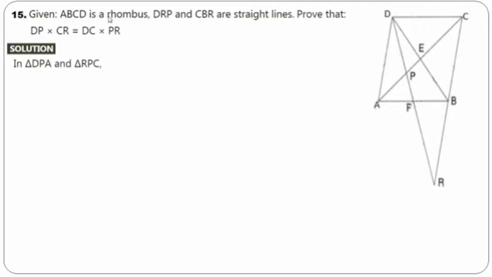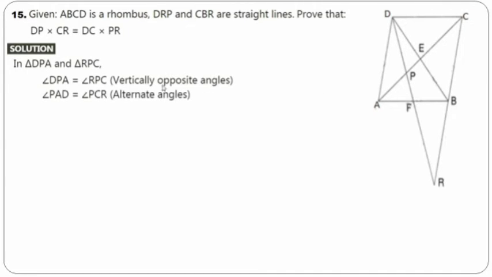Now in this case, remember, a rhombus is also a parallelogram with all sides equal. That means DC and AB are parallel, and AD and BC are parallel. Now if AD and BC are parallel, then obviously AD and RC will also be parallel, isn't it? In that case, angle DPA will be equal to RPC. That is, this angle and this angle are equal because they are vertically opposite angles, isn't it?